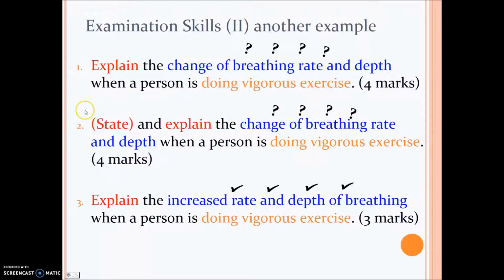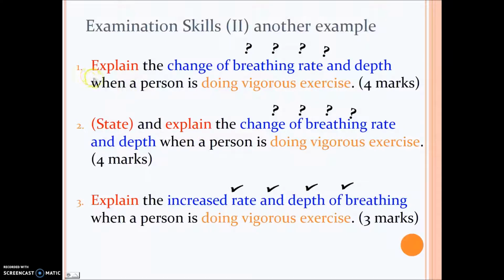Also, for questions 1 and 2, you can see that the question did not mention any relationship between doing rigorous exercise and the change of breathing rate and depth. So for questions 1 and 2, you need to state the changes and then explain the changes first. Also question 1 plus 3.